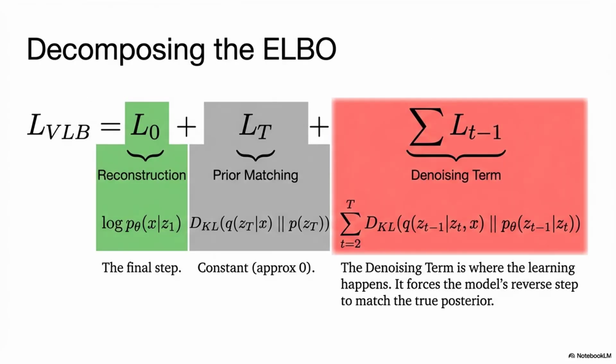Now, when you unpack that ELBO math, you find it's made of a few different pieces. A couple of them are pretty much constants or easy to handle. The real action, the part where all the learning actually happens, is in that big red box on the slide, the denoising term. This is the piece of the equation that mathematically forces our model's guess for the reverse step to match the true reverse step one time step at a time.